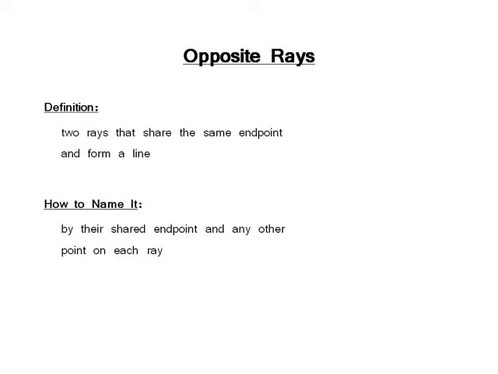Okay, so opposite rays would be, let's say I've got this ray, which is U, and I'm going to name that V, and then I have another ray, and I'm going to name this T. All right, so I've got 2 rays here. They share the same endpoint, and they go opposite ways. How to name it? By their shared endpoint and any other point on the ray.